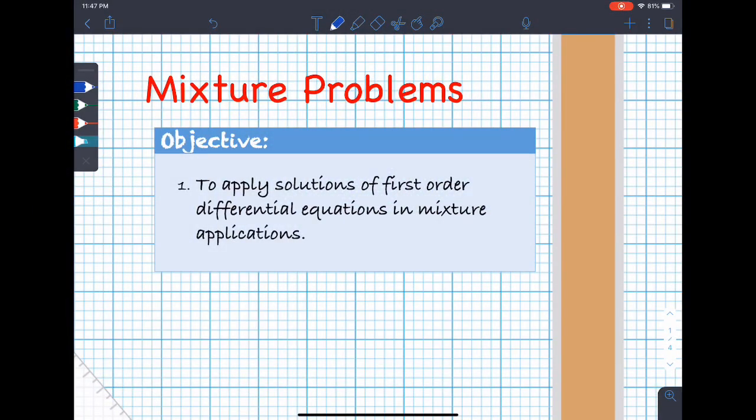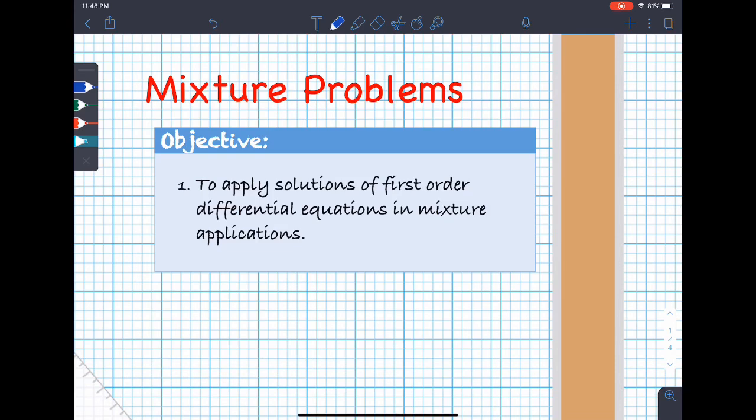Another application of first order differential equations involves mixture problems. At the end of this presentation, we should be able to apply the solutions of first order differential equations on problems involving mixtures. When we say a mixture, this is a solution which is a combination of a solute and a solvent, formed once we mix the solute and the solvent.